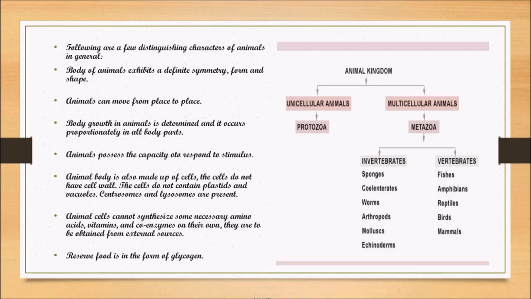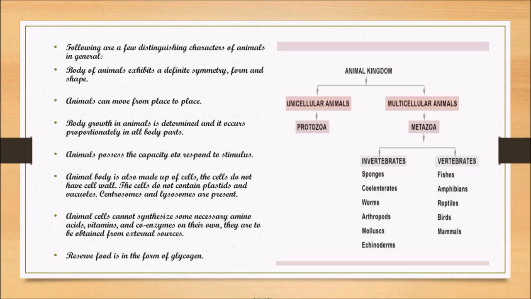Following are the few distinguishing characters of animals in general. The body of animals exhibits a definite symmetry, form, shape, and size. Animals can move from place to place. Body growth in animals is determined and it occurs proportionately in all body parts. Animals possess a capacity to respond to stimulus.